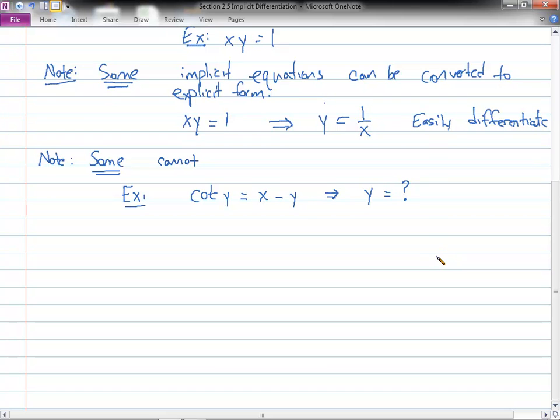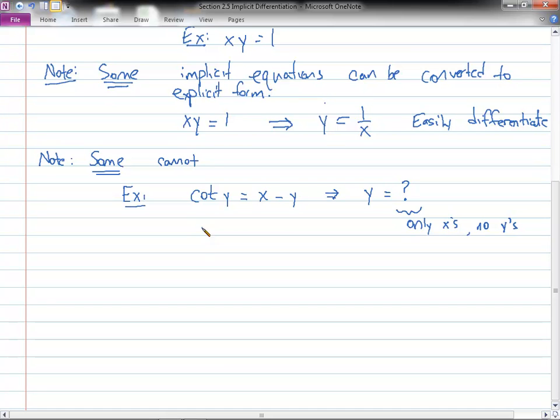Now, when I say solve for y, I don't mean as simple as, say, move this x to the other side and divide by a negative. That has y's on both sides. So it's not solved for y until y is completely isolated on one side, right? This over here has only x's, no y's. In order for it to be explicit, it has to be completely solved for y. And there are no tools that we have that easily would solve this guy right here.